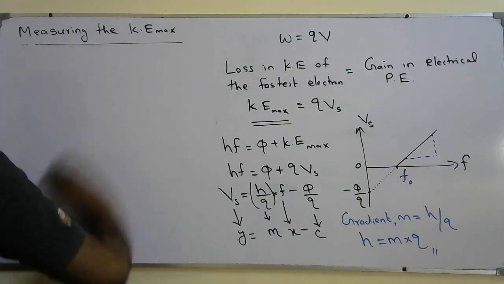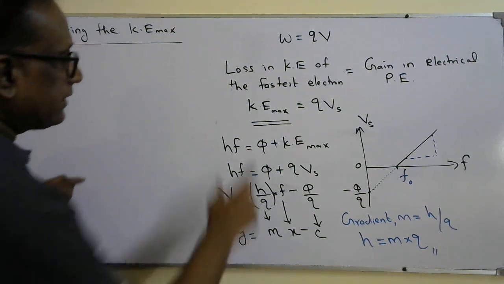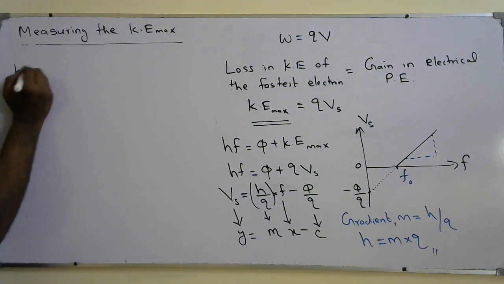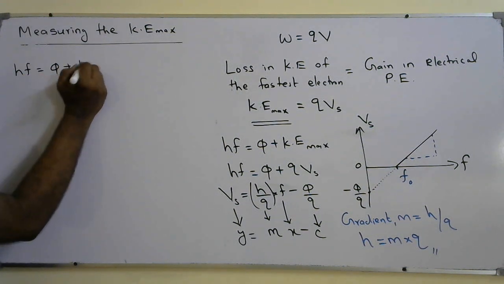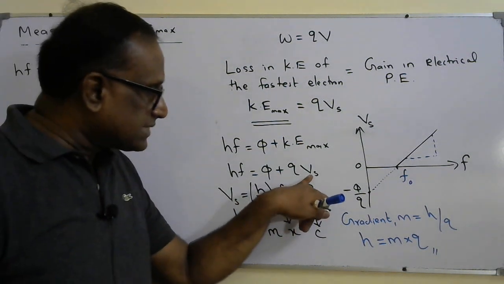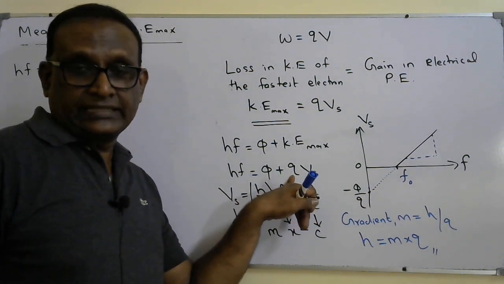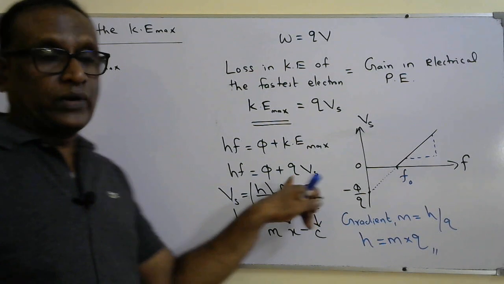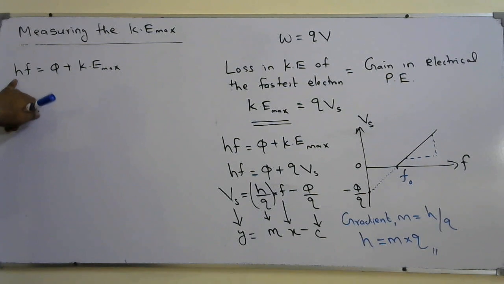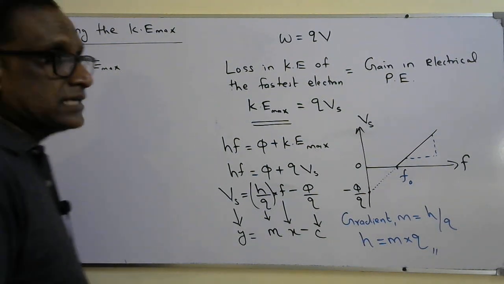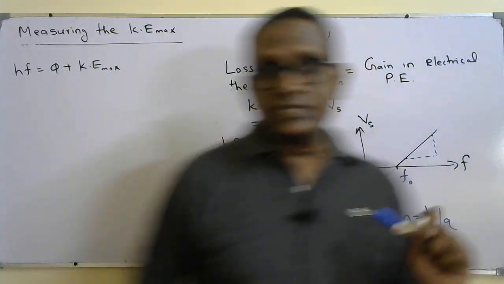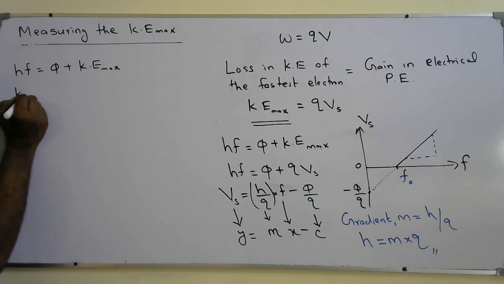That's much easier. They use the equation directly: hf equals phi plus KE max. They measure the Vs, multiply by the q, and calculate the KE max, and KE max is taken as the y-axis. Here phi is constant, h is constant. For different f, there could be different KE max. So KE max is the dependent variable, and frequency of the electromagnetic radiation is the independent variable.